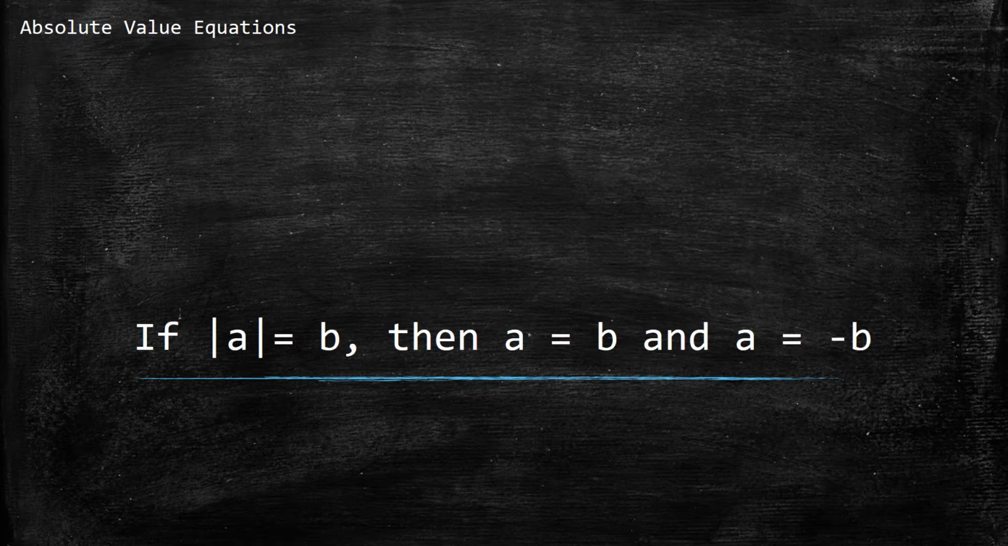So here's a rule of thumb. If the absolute value of a equals b, then a equals b and a equals -b.